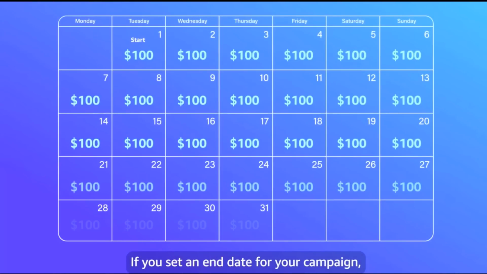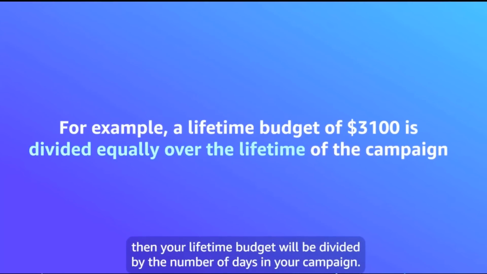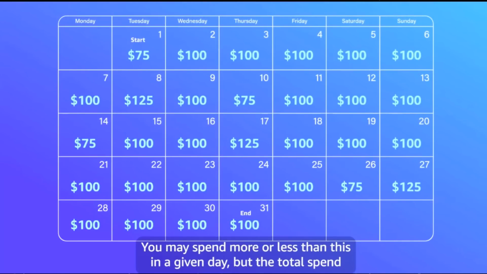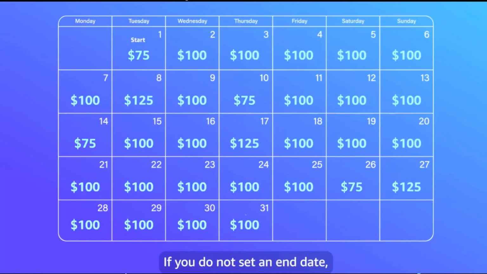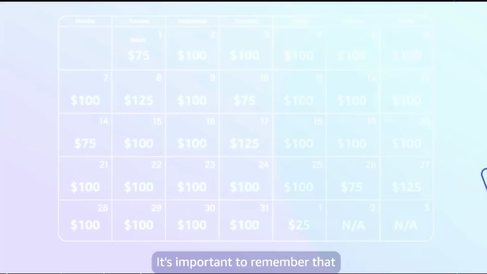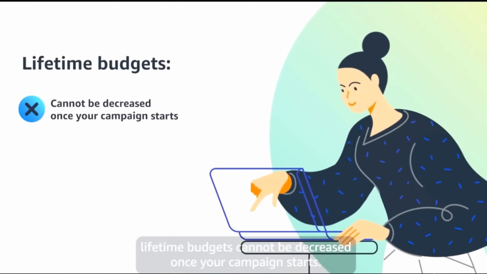If you set an end date for your campaign, then your lifetime budget will be divided by the number of days in your campaign. You may spend more or less than this in a given day, but the total spend over the course of the campaign will never exceed the lifetime budget. If you do not set an end date, the campaign will run until the lifetime budget is reached. It's important to remember that lifetime budgets cannot be decreased once your campaign starts.